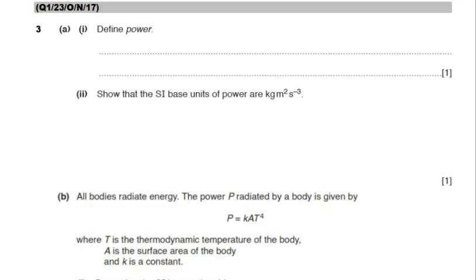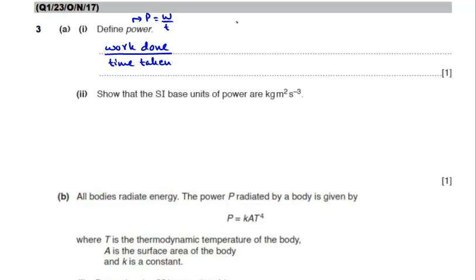Question 3 part A subpart 1 says define power. Students, we know that power is given by the expression W over T, where W is work and T is time. So power may be defined as work done over time taken. Students, note another very useful tip here. You may define a physical quantity by writing its expression using words, but not using symbols.